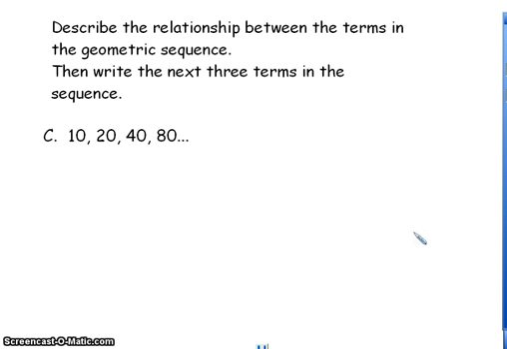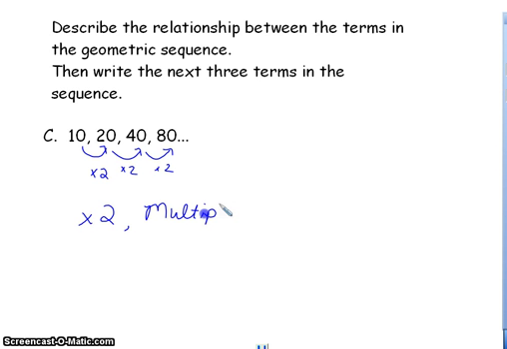Now it says describe the relationship between the terms in the geometric sequence. And if you remember, geometric is when I multiply each term by the same number. Then we're going to write the next three terms in the sequence. So to go from 10 to 20, what are you doing? I'm multiplying by 2. 20 times 2 is 40. 40 times 2 is 80. So my pattern is to multiply by 2. So I'm going to write multiply each term by 2. Okay, here's my first part.